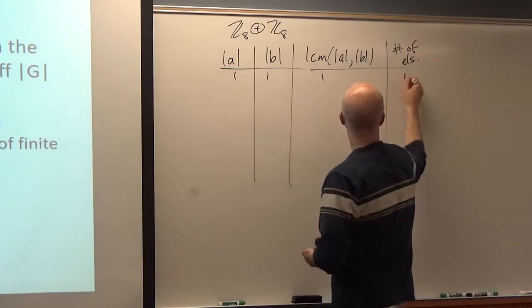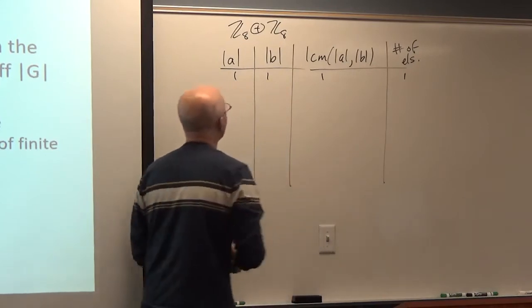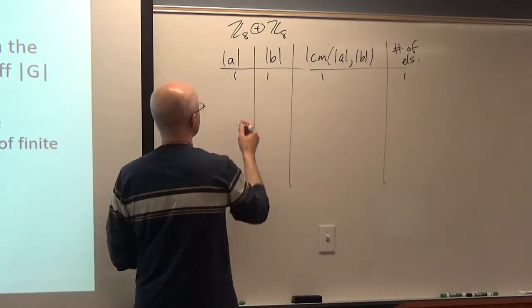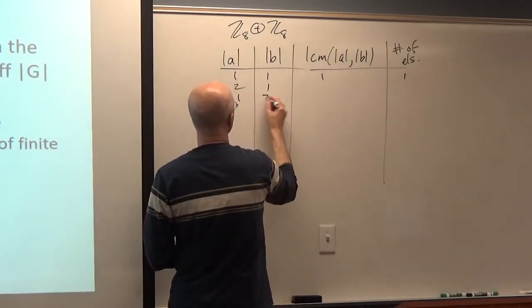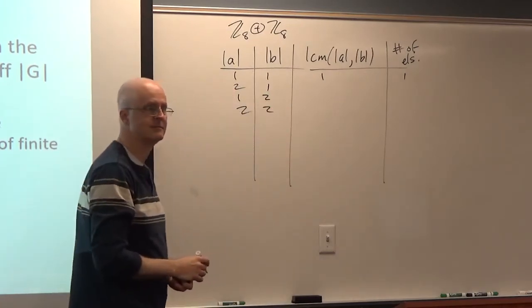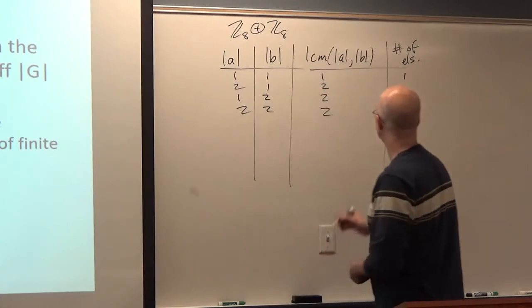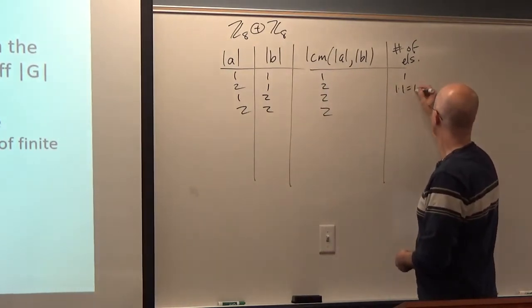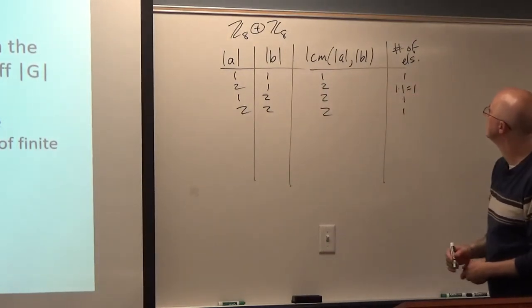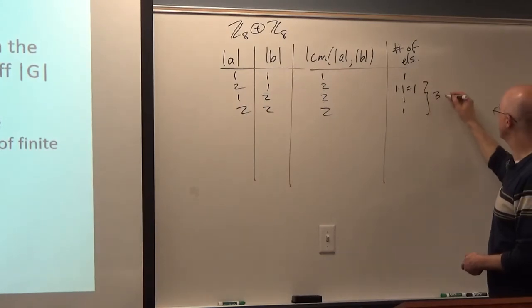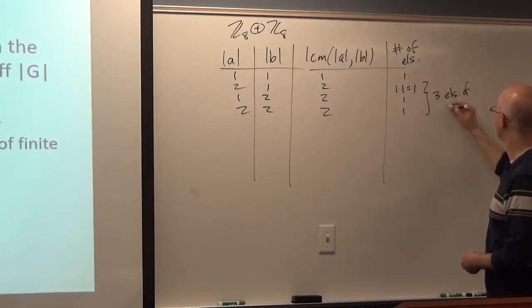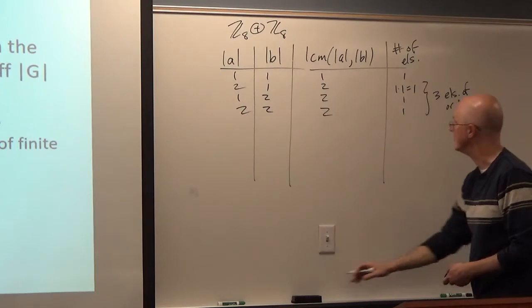Again, quickly we can write down the identity. What ways can we get a least common multiple of 2? Those 3 ways. And in each case, the number of elements is 1. So altogether, we're going to have 3 elements of order 2.